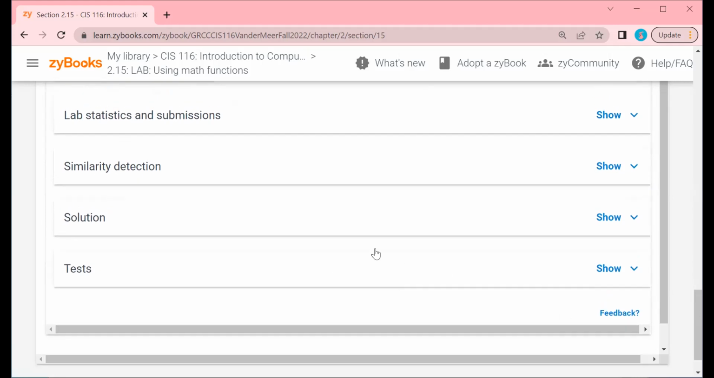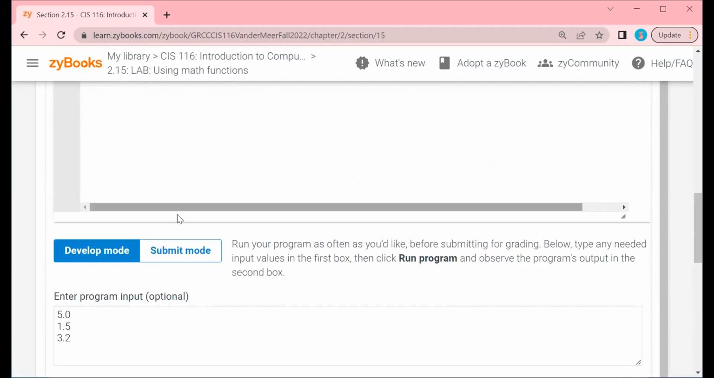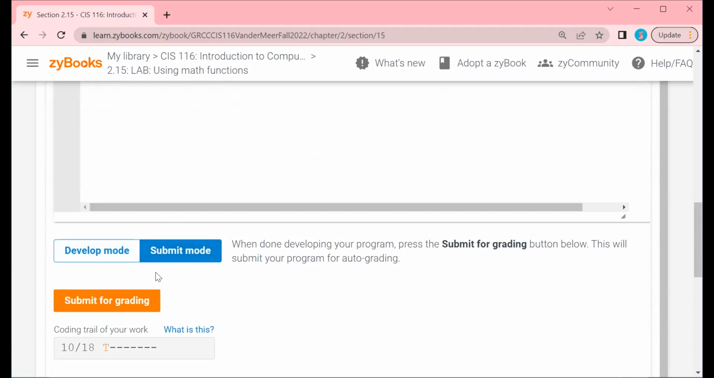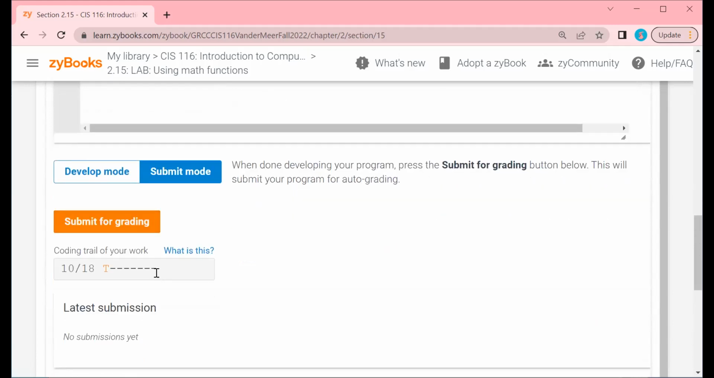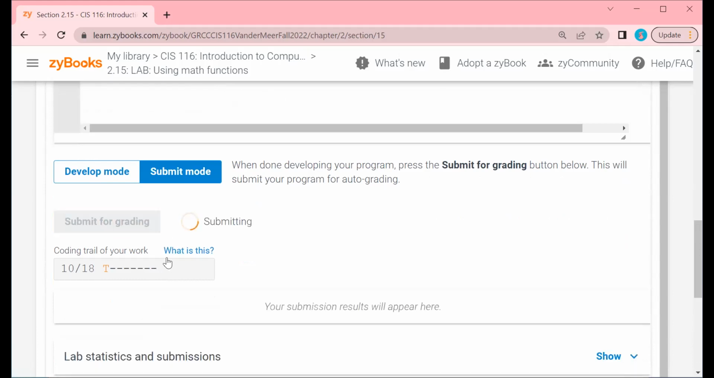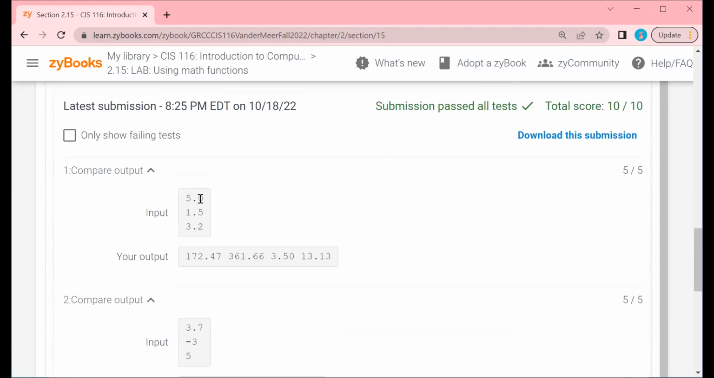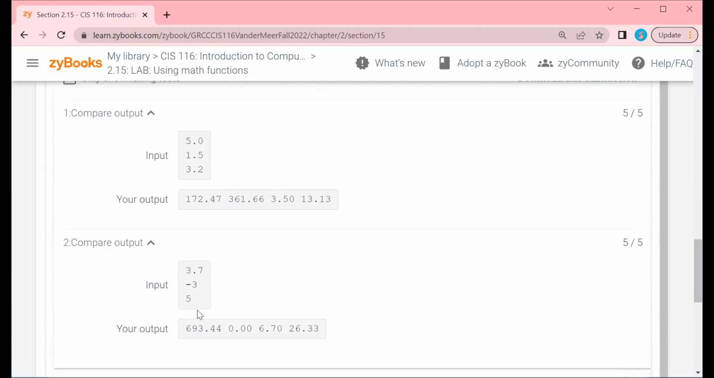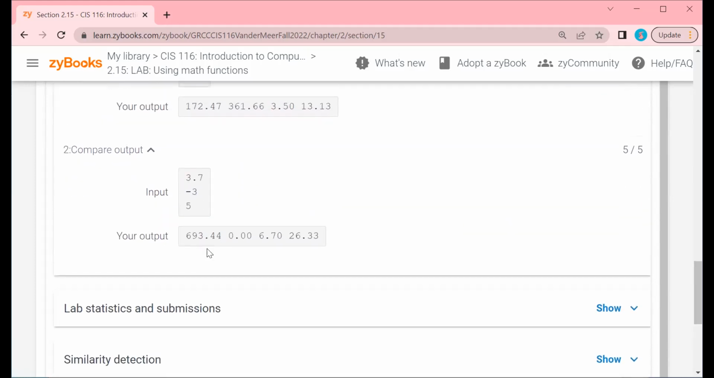Anyway, now it's working. Let me go over to submit mode. So that's a good example. Read the errors, and use the sample input that they provide to see if it works. Submit for grading. These numbers are probably going to be pretty low too. Yeah, 5, okay, 3, -3 and 5.